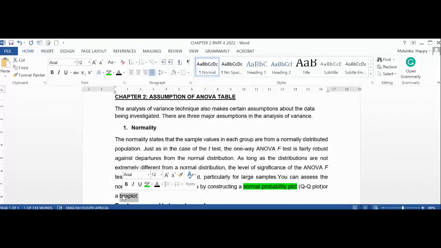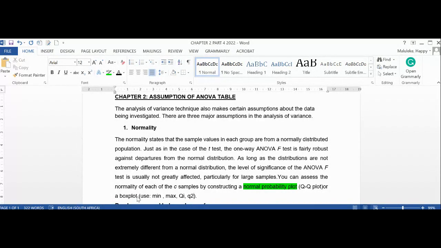I assume you know how to construct the box plot. Why do we need to construct the box plot? Guys, why do you need to construct the box plot? Guys, now you are disappointing. Sorry? Quartile. Give me the 5-number summary. The 5-number summary is what? The minimum, Q1, the median, Q3, the maximum.